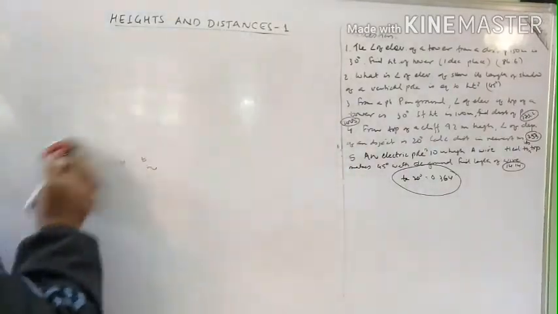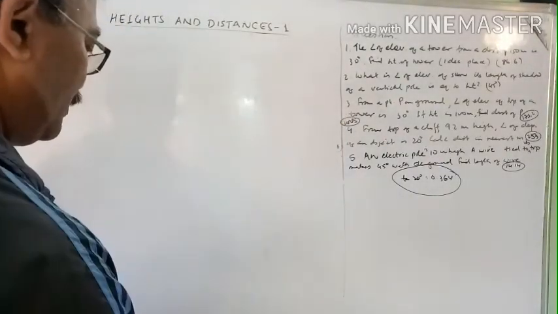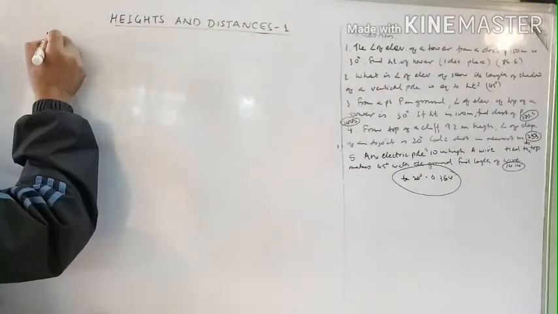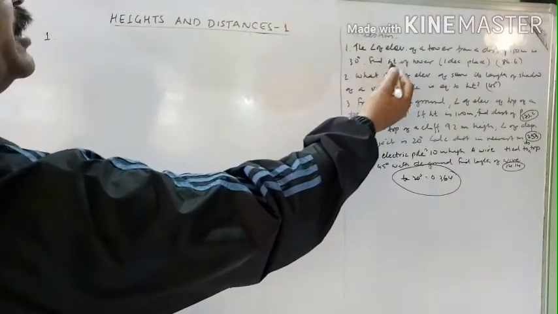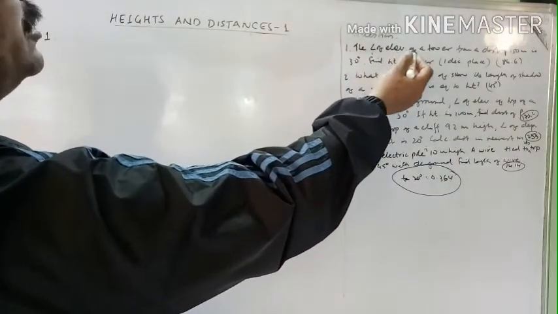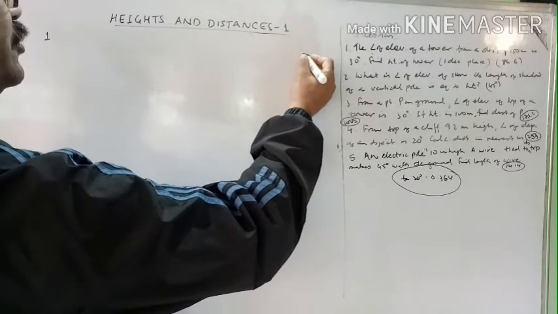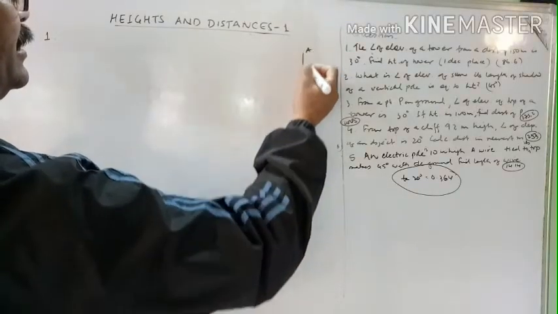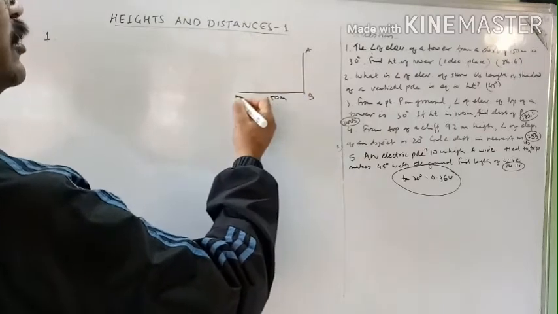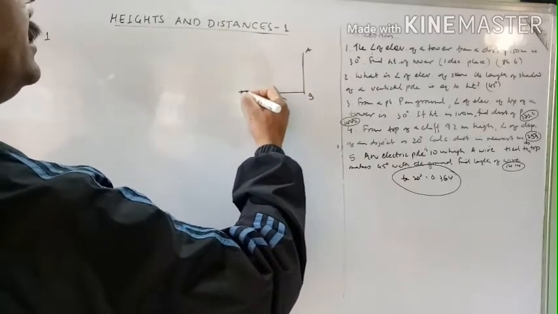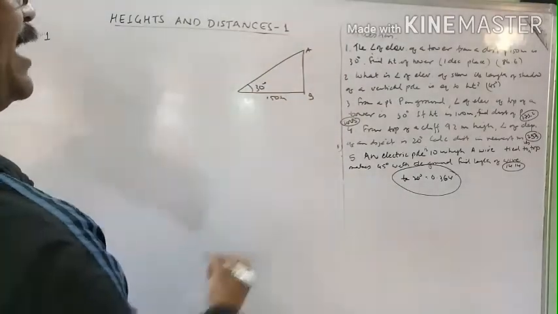Now let's see how we can apply these concepts in problems. Let's take question number 1. The angle of elevation of a tower from a distance of 150 meters is 30 degrees. If you draw the diagram, this is the tower AB. This is a distance which is 150 meters from the foot of the tower. The angle of elevation, upward, is 30 degrees. Find the height of the tower.